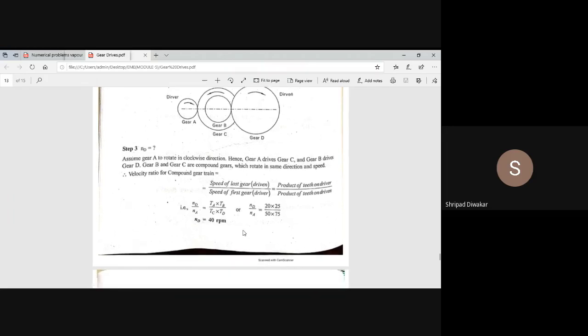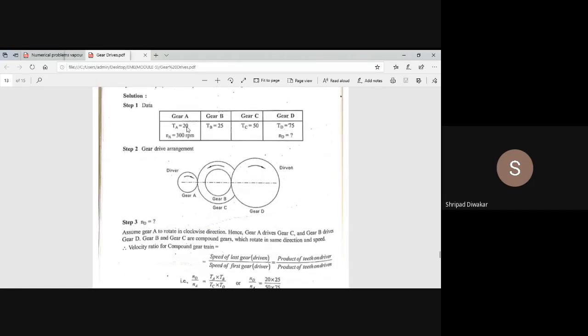After drawing the sketch, you have to analyze which are the driving gears and which are the driven gears. Because gear A drives gear C, and driver gear B drives gear D, hence A and B are your driving gears, and C and D are your driven gears. So ND by NA equals TA into TB divided by TC into TD.